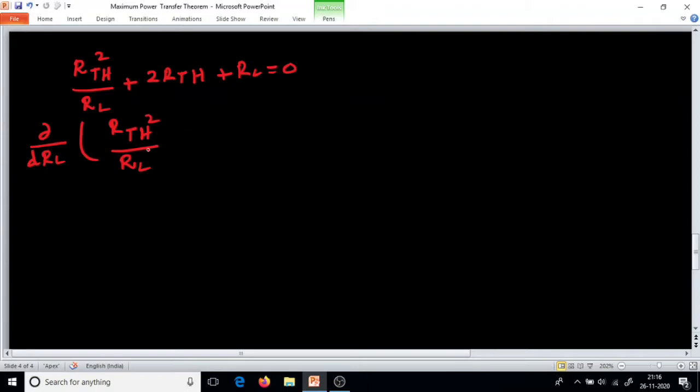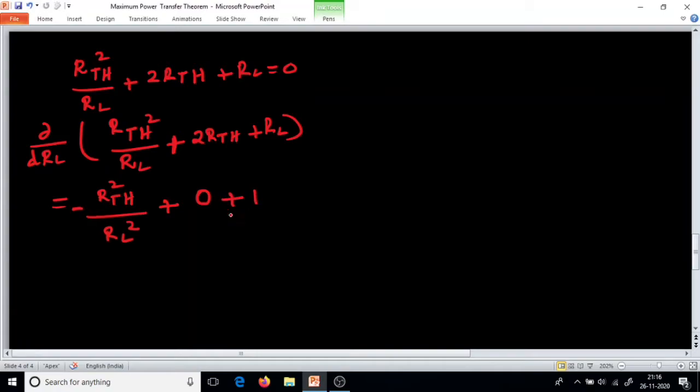This is the derivation for when maximum power is transferred. What is the relation between RTH and RL? At Pmax, the slope equals 0. So 2 RTH plus RL. If you differentiate this, which is equal to what? RTH is a constant, RTH square is constant. So minus RL square plus, differentiating with respect to RL, equal to 0 plus 1 we will get.